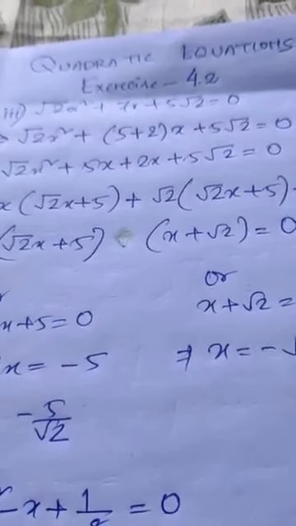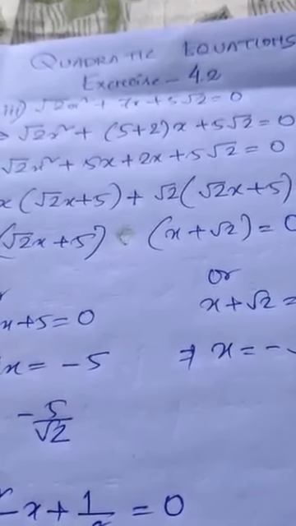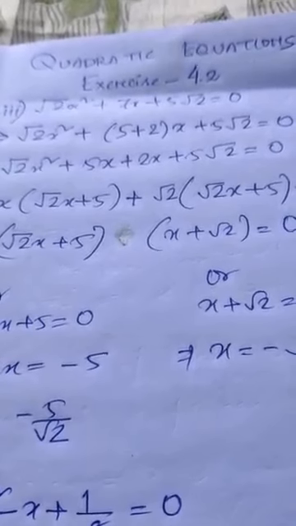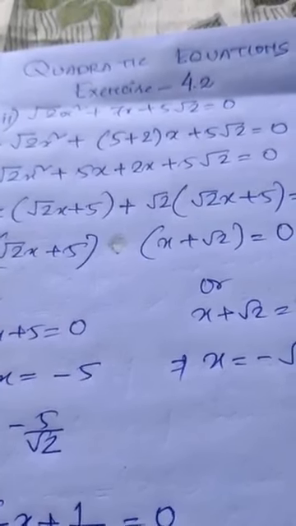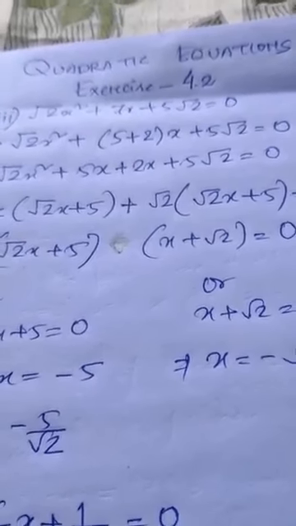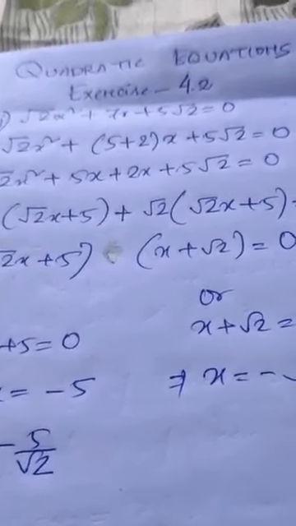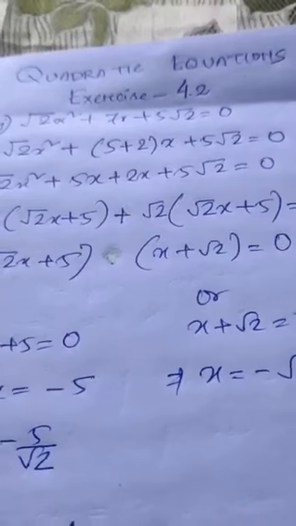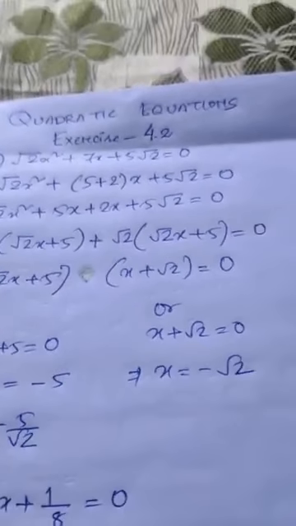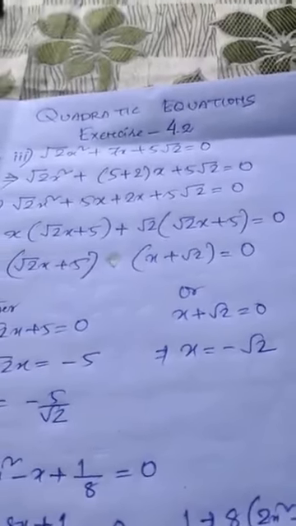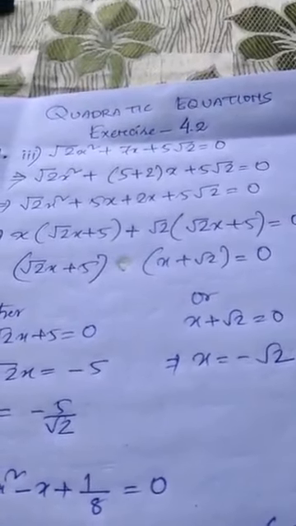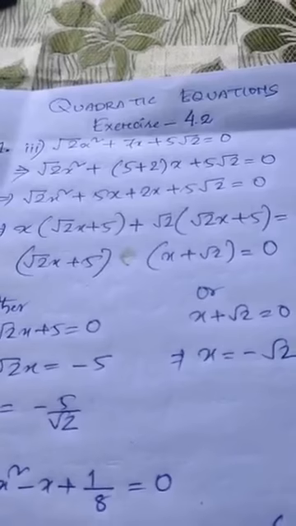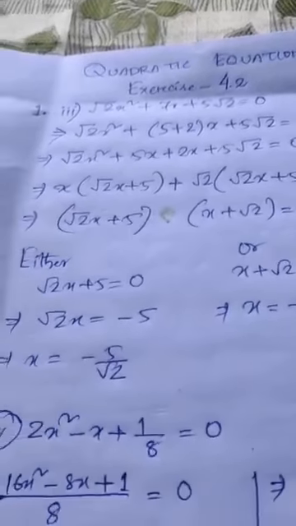See here, you don't have x in both the terms, so what can you do? You can just take out some number, and that number is root 2. So root 2 into root 2, we know, is 2. So 2x plus root 2 into 5 is 5 root 2, equal to 0. And in the middle term, we know those which are under the bracket, we can write them 1 time, and outside the bracket 1 time.